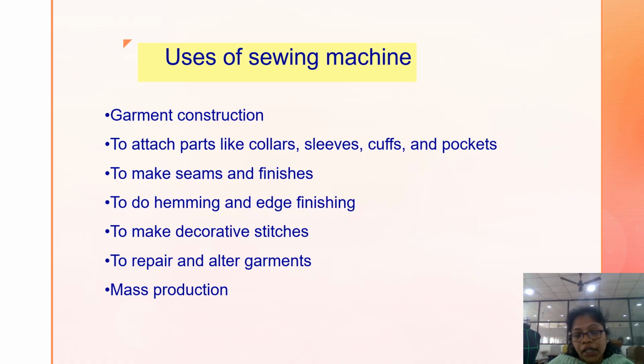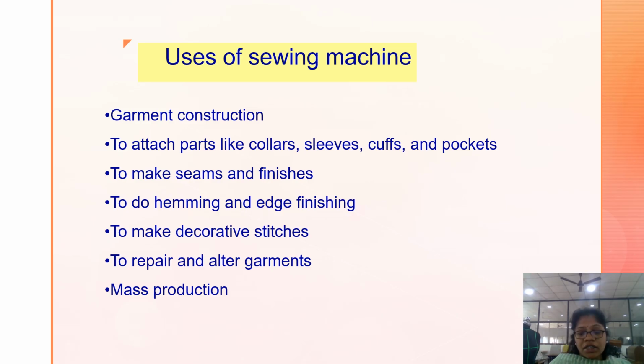Hand sewing is not at all durable and it takes time. So with the help of the sewing machine, garment construction has been made very easy and possible for each and everybody. Some specialized machines are used for attaching parts like collars, sleeves, cuffs and pockets. And a few machines are suitable for seams and seam finishes.